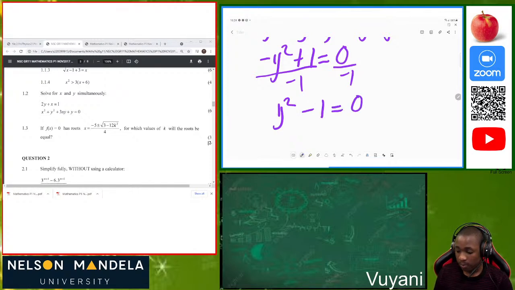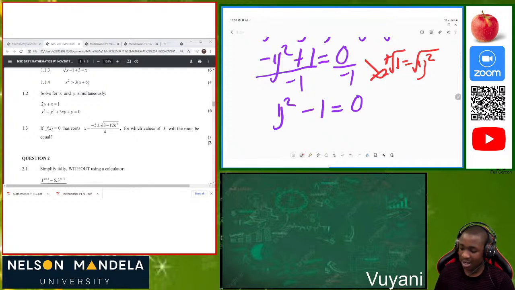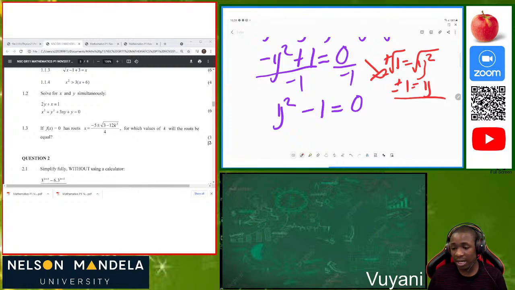Or when you are here, someone can say, no, I'll solve it this way. You can just transpose negative y squared to that side. You're left with 1 equal to y squared. Then you can take the square root, but the square root must be plus or minus. Then our y will be plus or minus 1. So there are always many ways to kill a cat.